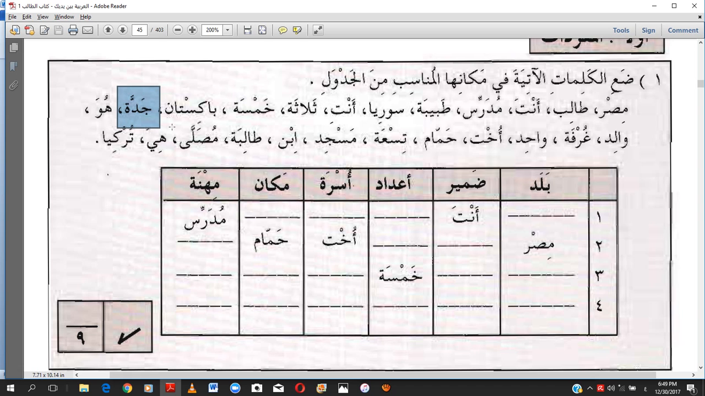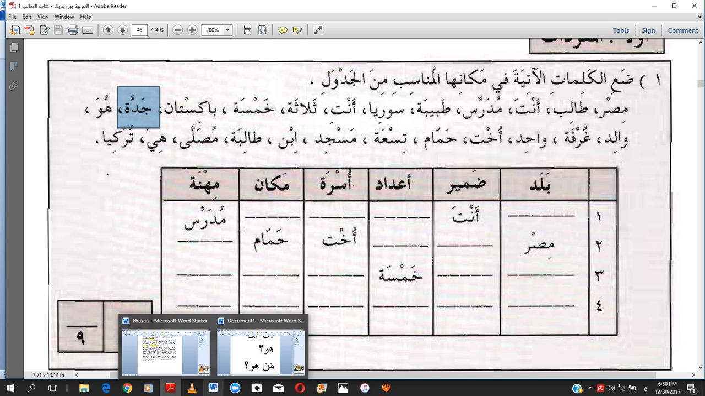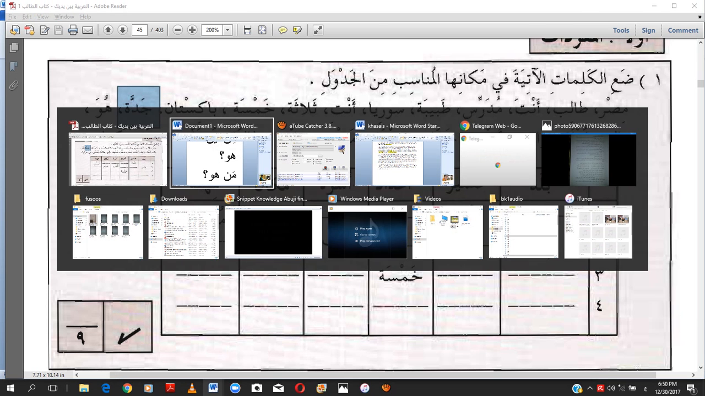We have جدة. ما معنى جدة? Yes, grandmother. So what is the sentence that we can make with the word جدة? هذه جدتي. Or هذه جدة. Either one. This is a grandmother, or هذه جدتي, my grandmother. Just like هذا قلمي, my pen. So anytime we add the ya to the end of a noun, then it makes it possessive.